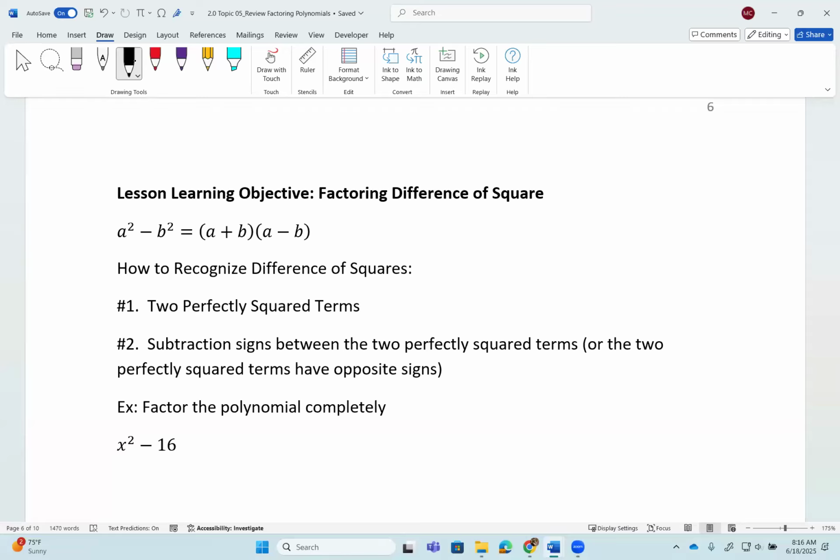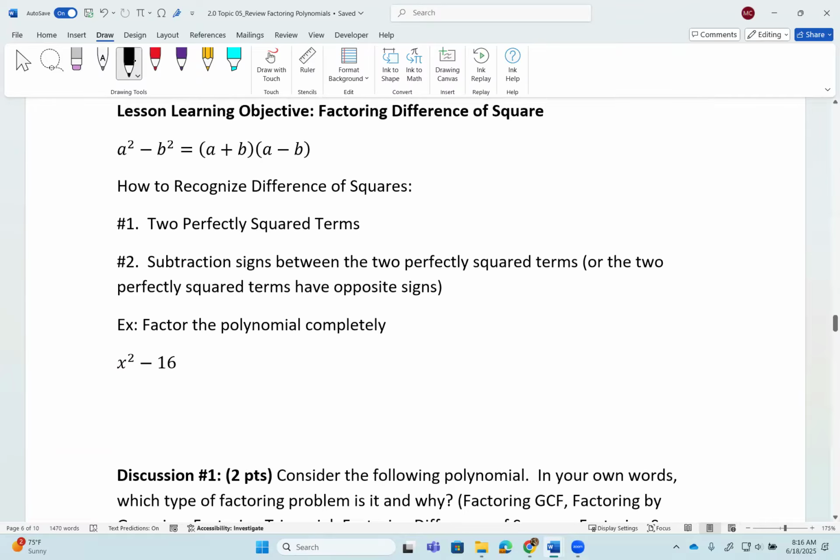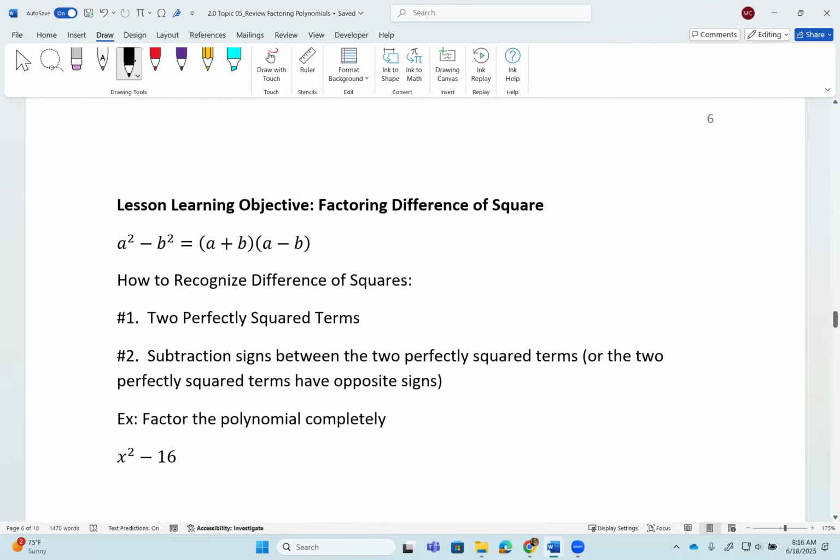You're always going to see two perfect square terms, and there's a subtraction sign between the two perfect square terms. Or in other words, the two perfect square terms have opposite signs. That's another way of identifying it. Another easier and good way to identify is to know your perfect square numbers. So let's write a few of them down to help us spot. The hardest one to spot is 1 squared, which is 1. 1 is always perfectly squared.